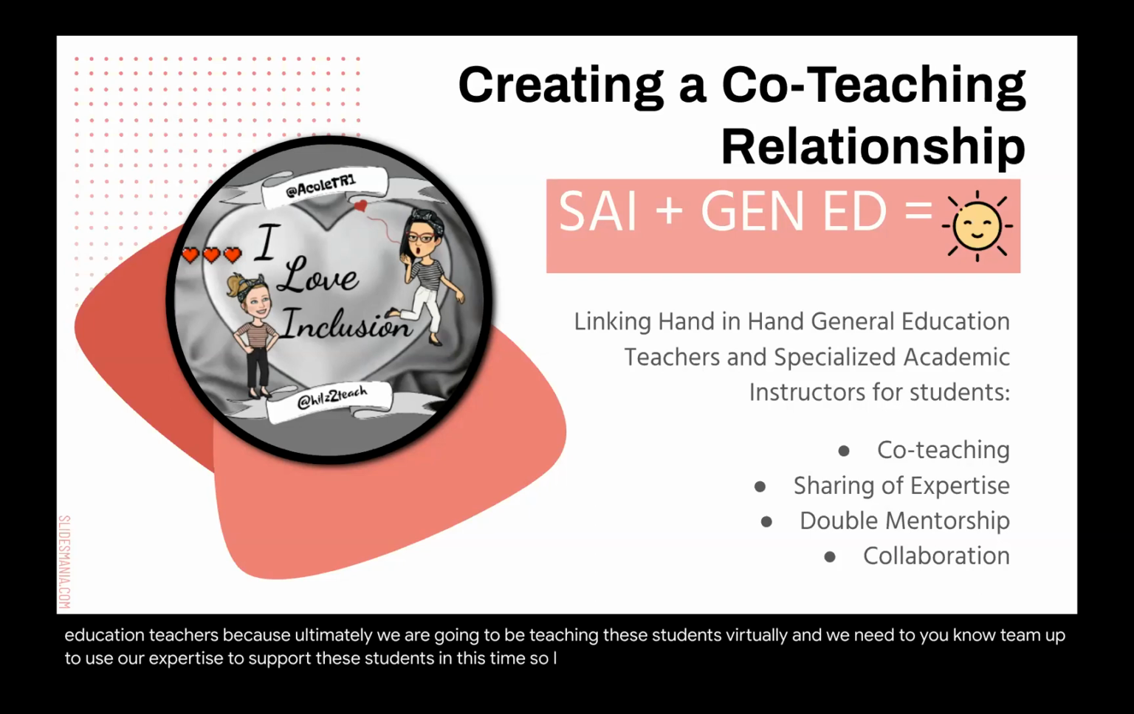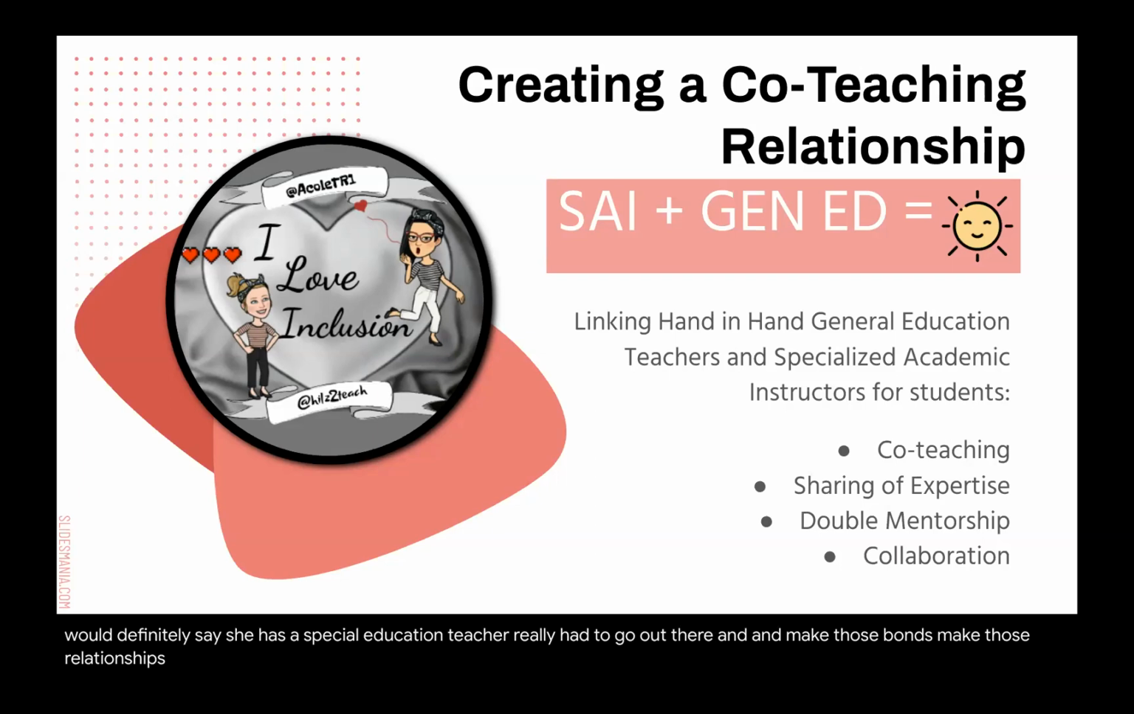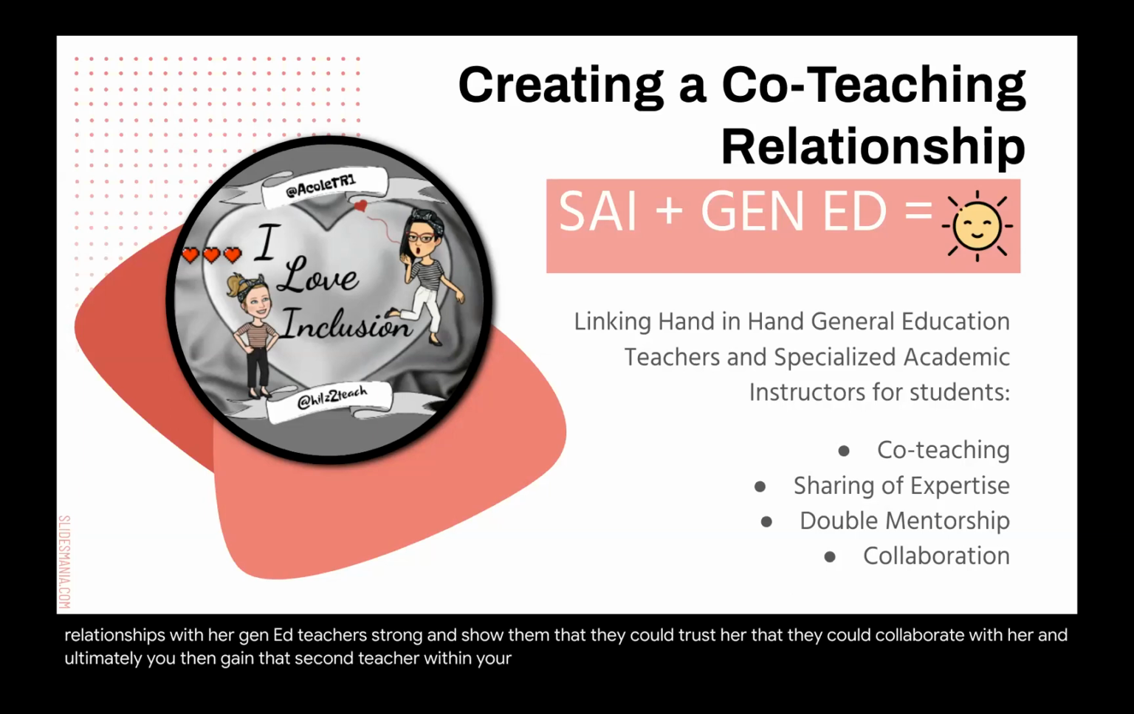So I suggest definitely, I know for Mrs. Cole, for Anna, she would definitely say she as a special education teacher really had to go out there and make those bonds, make those relationships with her gen ed teachers strong, and show them that they could trust her, that they could collaborate with her, and ultimately you then gain that second teacher within your learning environment, and you're going to just have two teachers constantly for all students.